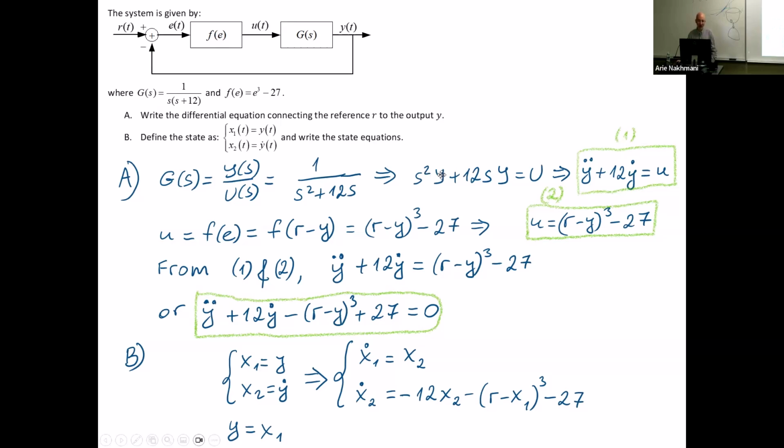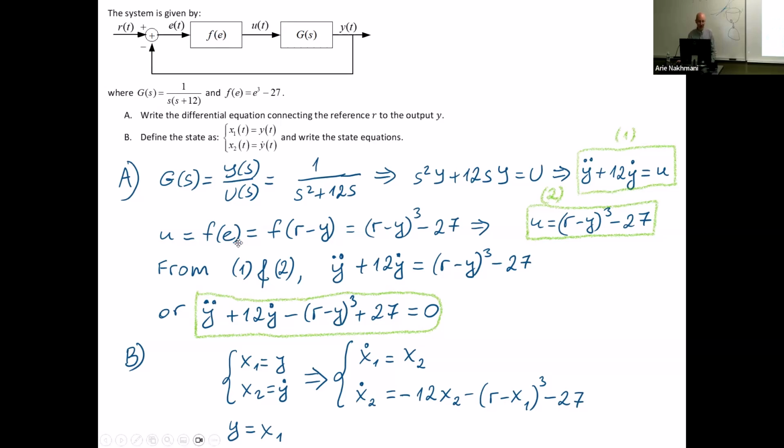So you get s squared Y plus 12sY equals 1 times U. From that equation, you get y 2 dots plus 12 y dot, replacing s with dot, equals u. All of them are functions of time, obviously. U is a function of time and y is a function of time. But I want to get rid of that u somehow, so I want to write u as a function of e. Later I will want to get rid of e as well.